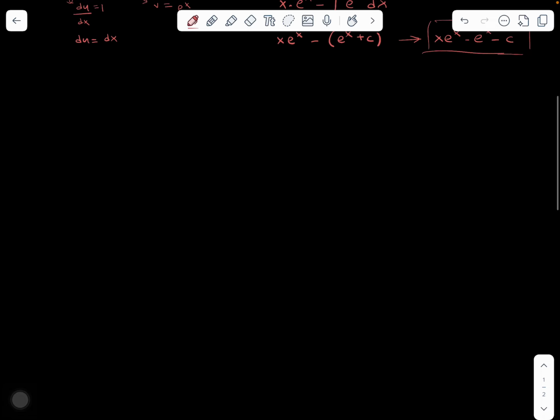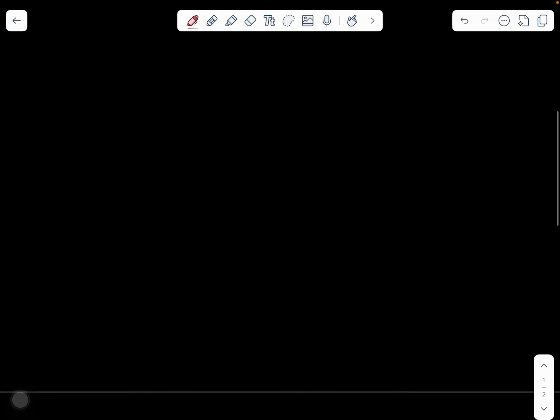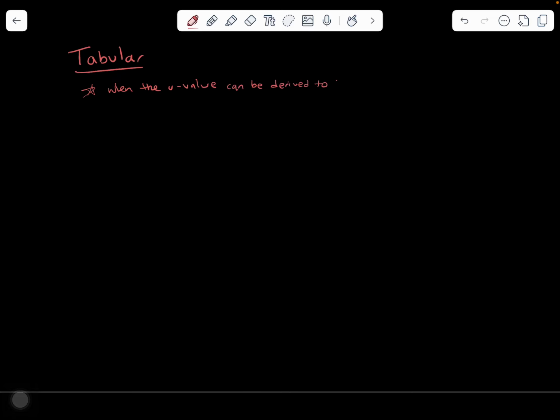Now there's one more method of integration by parts that is a bit faster, which is called tabular. Tabular can only be done when the u value can be differentiated to 0. So let's take an example. Usually we'll use tabular when we have an integration by parts problem that would require us to integrate by parts 2 or 3 or more times, and tabular makes it much faster.